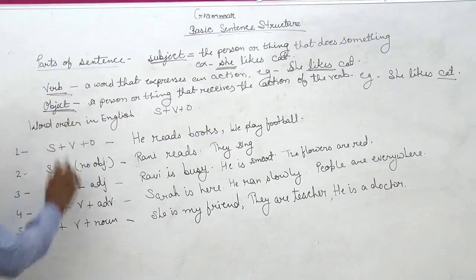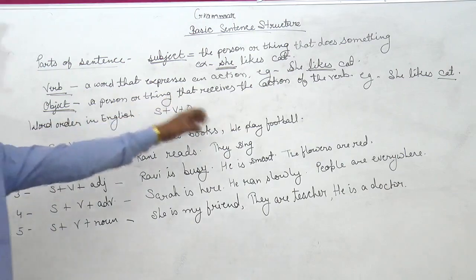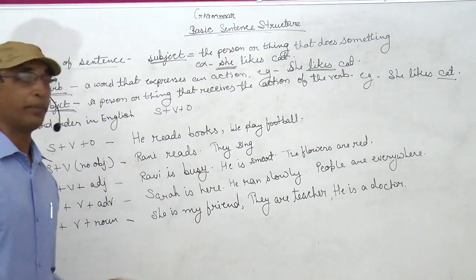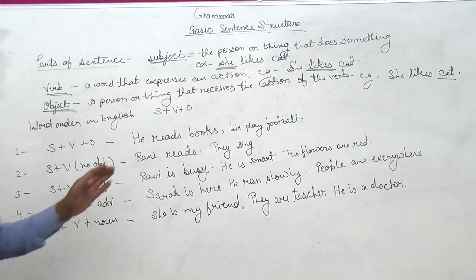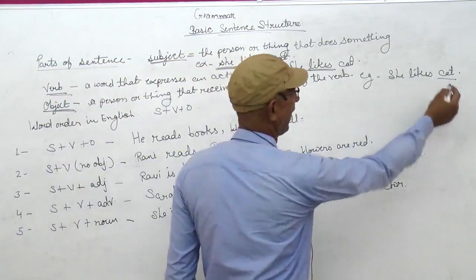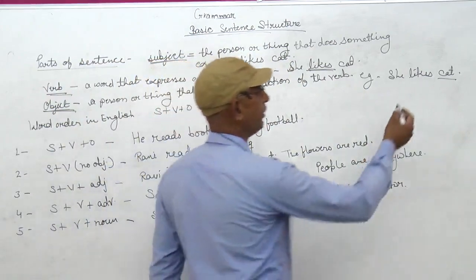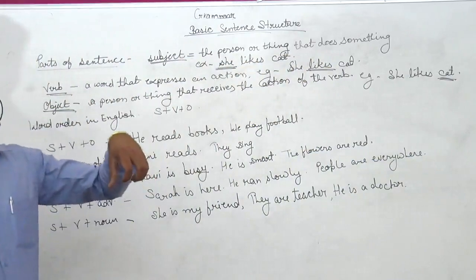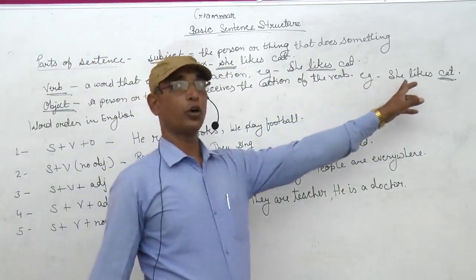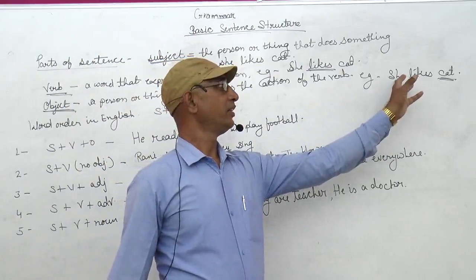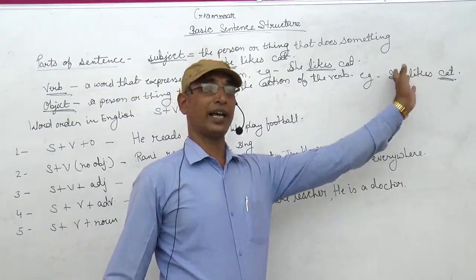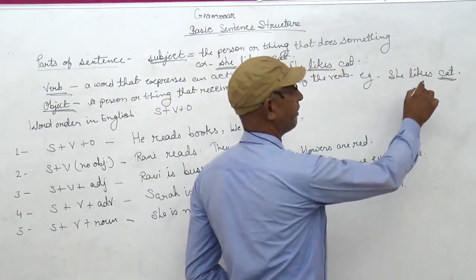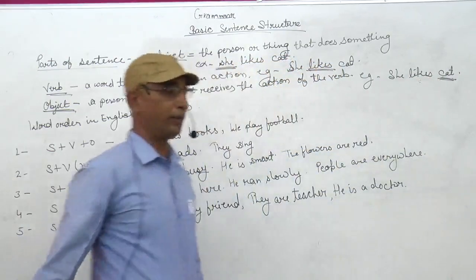Next is object, a person or thing that receives the action of the verb. For example, the same sentence is here, she likes cat. Here the word cat is receiving the work done by her or she. What does she like? Cat. So here the word cat is receiving the action done by the verb.